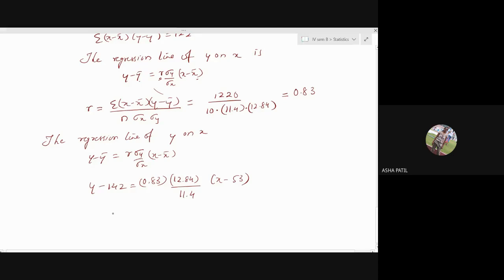Either you can do this, or directly you can substitute x equal to what is asked. Which age did they ask? 45, right? At x equal to 45, directly put the value of x as 45, simplify and you can obtain the value of y. 0.83 into 12.84 divided by 11.4 into 45 minus 53. How much is 45 minus 53? It is minus 8, plus 142. So this minus 142 taken on the other side is plus 142. Check the value, how much you get of y.